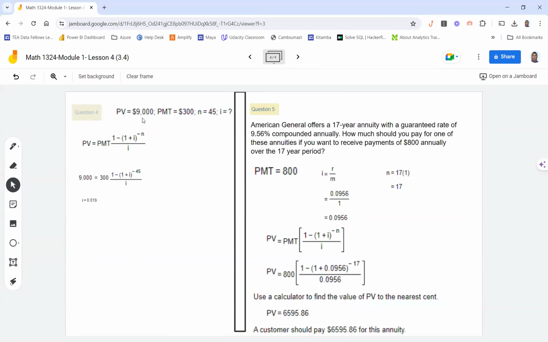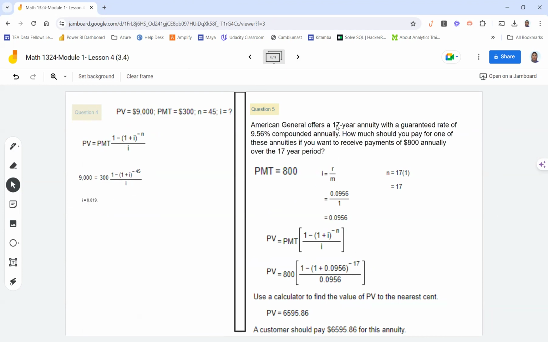Question 4. This time we need to find the I. As you see, we have the PV formula, plug in the numbers, and you can use again an equation solver, an Inspire calculator, whatever you have, and you can find the I value. Question 5. It's a word problem.